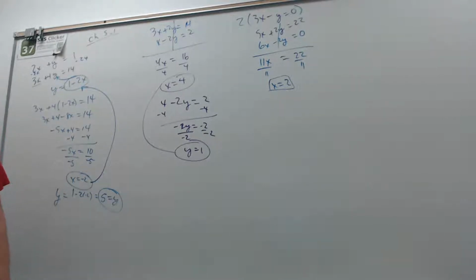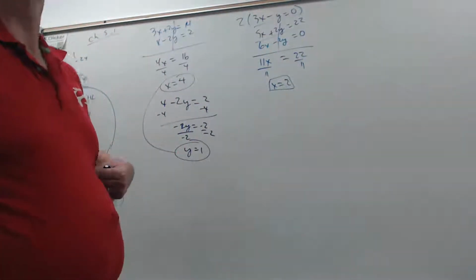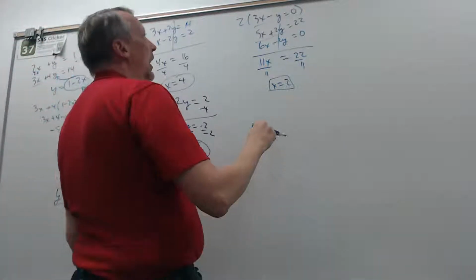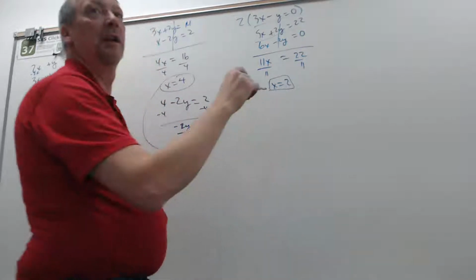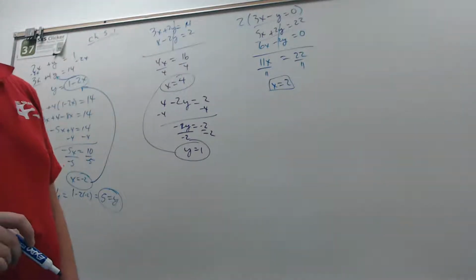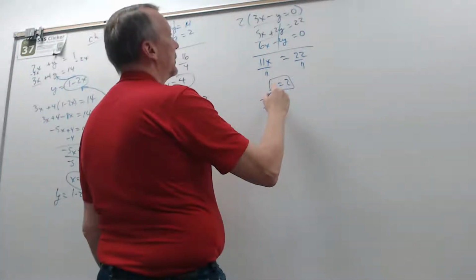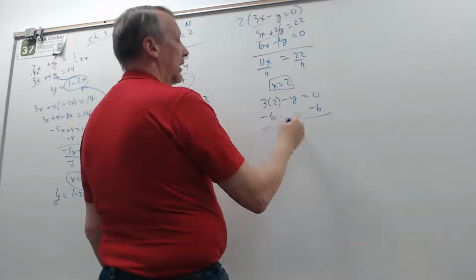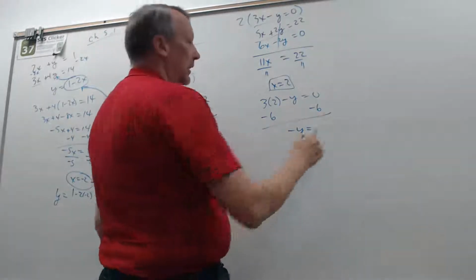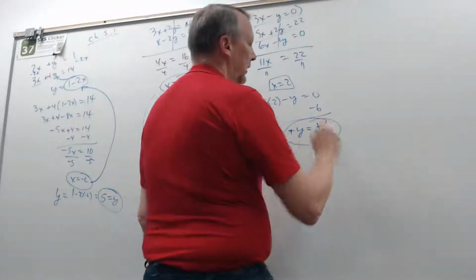You just plug the x back in. Okay, which one? Whichever one, right? Yeah, I'd probably go with the top one, but you could plug it into either one theoretically. Okay, so which one do you want to plug it into? Top one. Cameron's not done yet. So you're going to get 3 times 2 minus y equals 0, so that's 6 minus y equals 0, so I can subtract 6, right? Yeah. So negative y equals negative 6. Divided by negative 1, y equals 6.